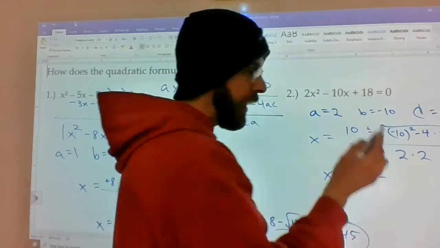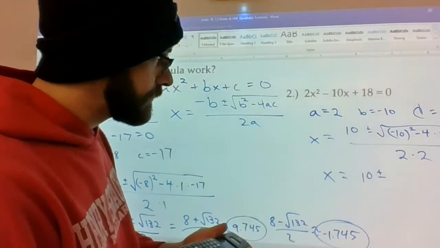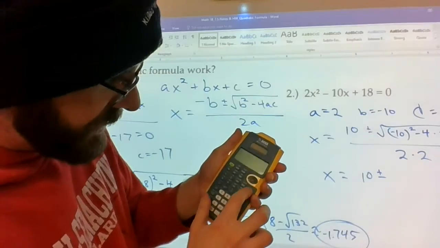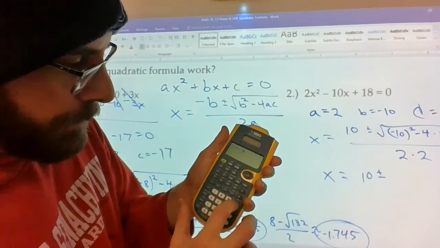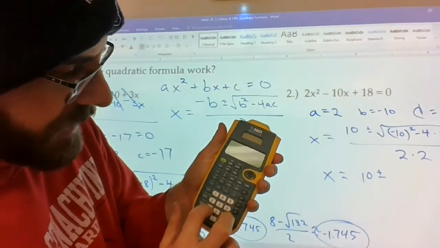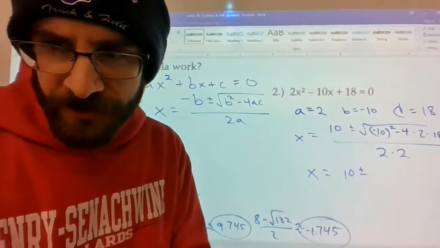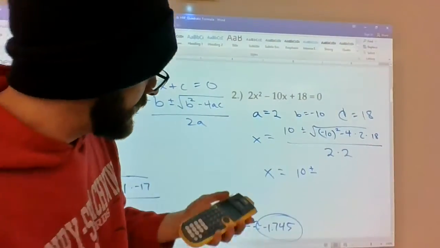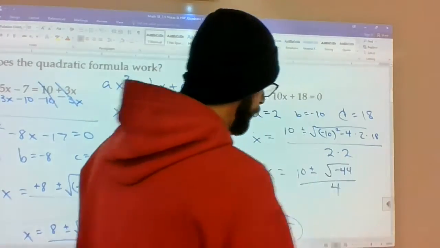So again, we figured out what's under the square root. I'm just going to do negative 10 squared minus 4 times 2 times 18, and I get negative 44 inside the square root. Sorry, you guys couldn't see that last move. I apologize. Divide that whole thing by 4.